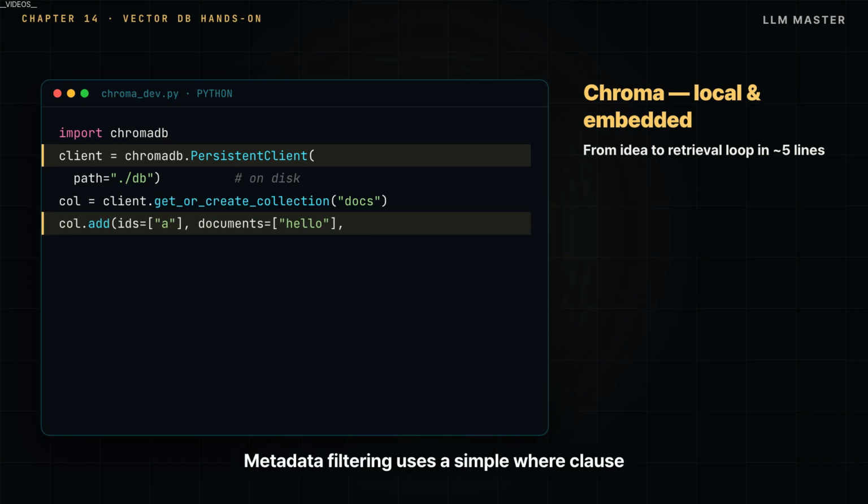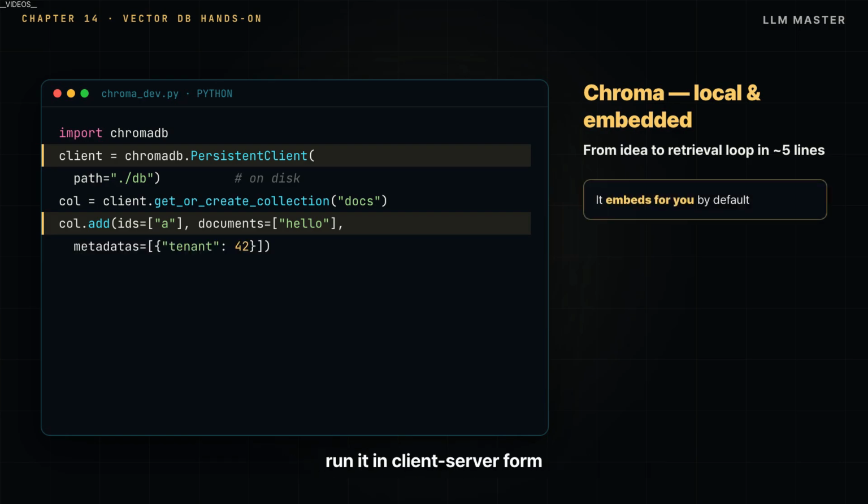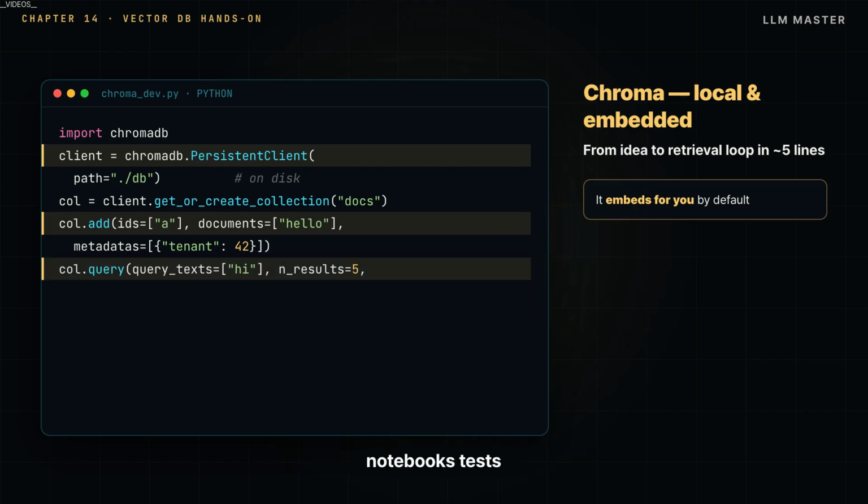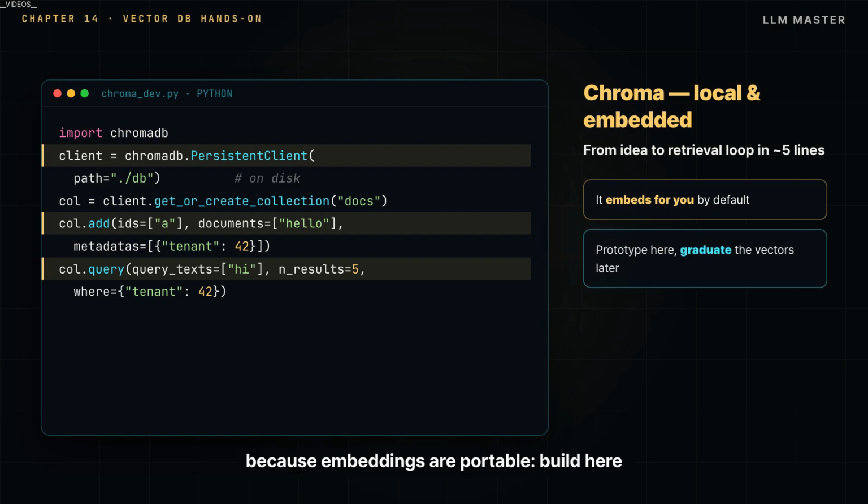Metadata filtering uses a simple where clause, and when you outgrow the embedded mode, you can run it in client-server form. Where Chroma shines is prototyping, notebooks, tests, and small local apps, the phase where iteration speed matters more than throughput. Where it doesn't is heavy multi-node production traffic. And that's fine because embeddings are portable. Build here and graduate to Qdrant or Pinecone later by reingesting the same vectors.